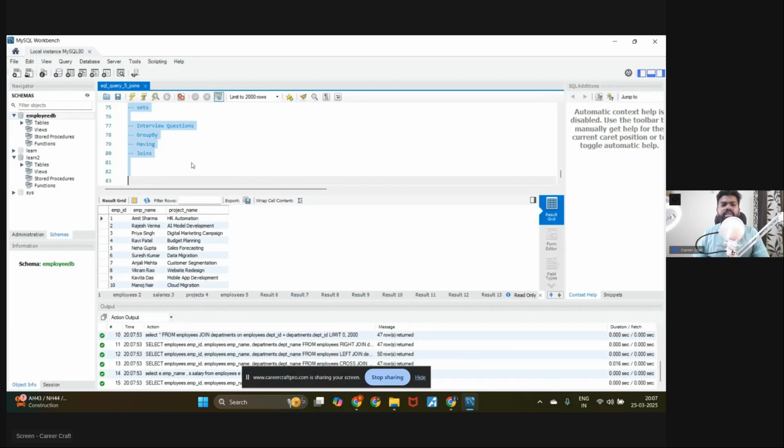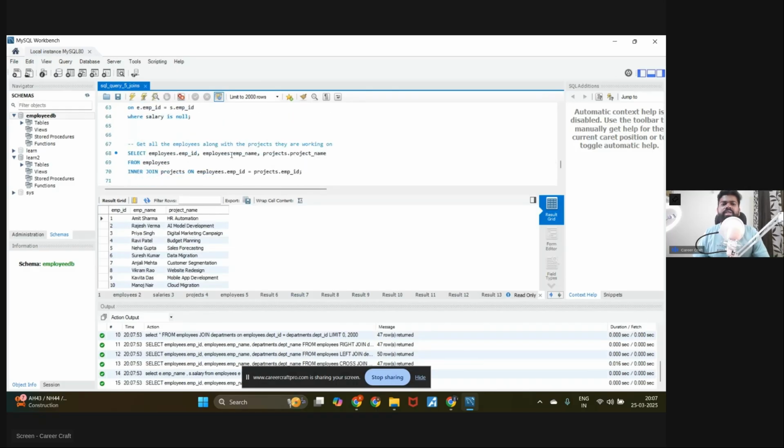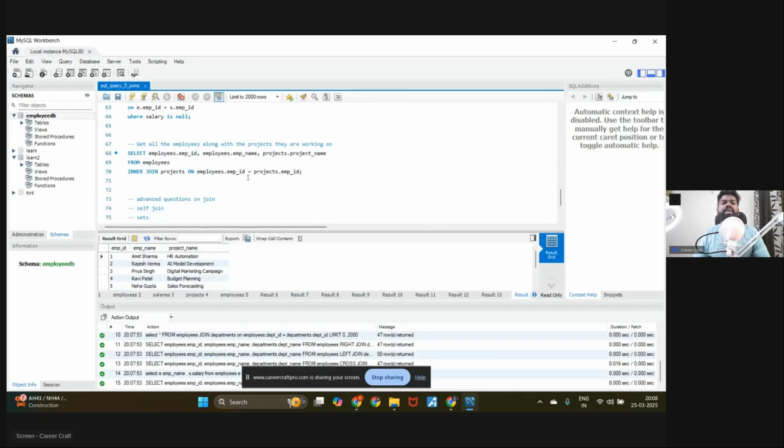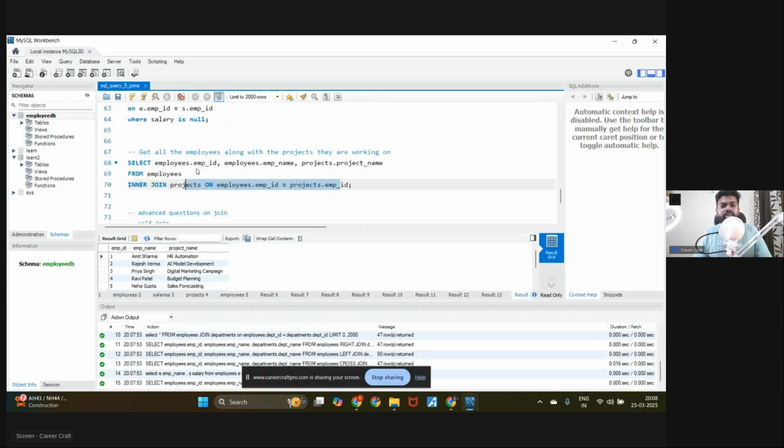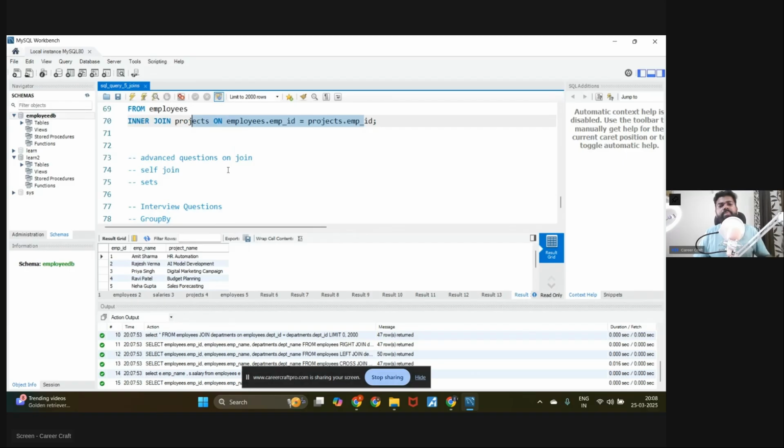Obviously, in the last class we had seen the joins on one single column. So for example, to revisit the question: get all the employees along with the projects that they are working on. You knew that you have to get some information from the employee table and then the project table, and join based on the employee ID to get this information. This is something that we wanted.